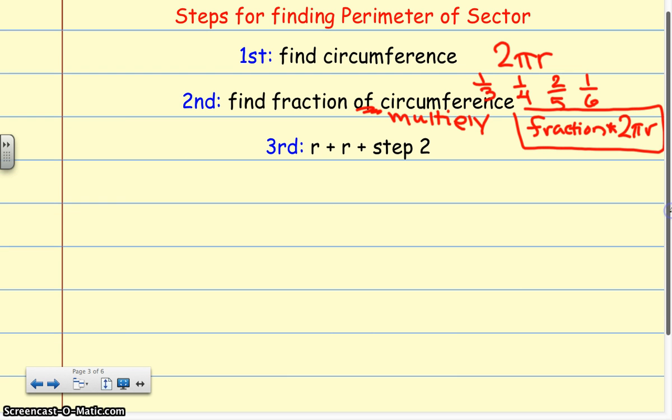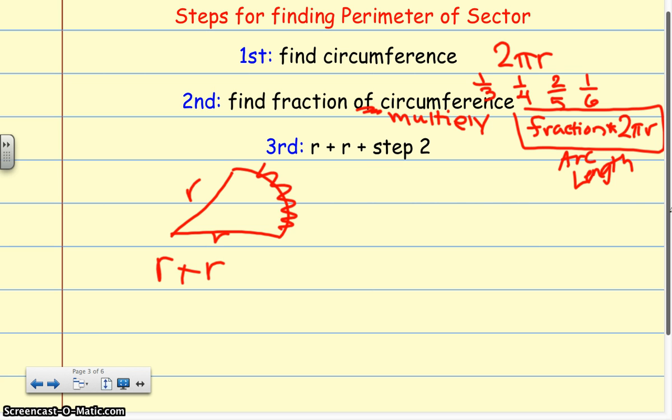Step 3, this gives me my arc length. This final answer is my arc length. So the third thing I'm going to do, if I'm talking about a sector, I'm going to find my radius plus my other radius plus my arc length, and my arc length was my fraction times 2 pi r. So let's work with a couple examples here. I'm just going to erase this. Give you a minute to write that down.